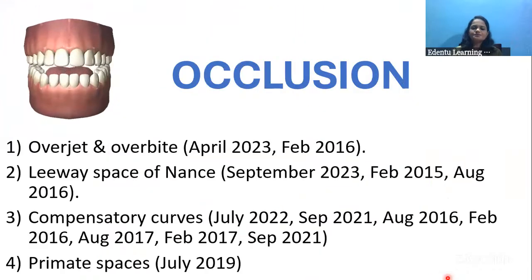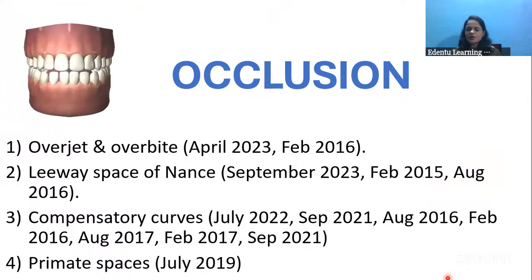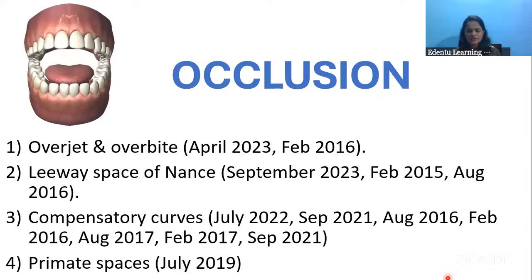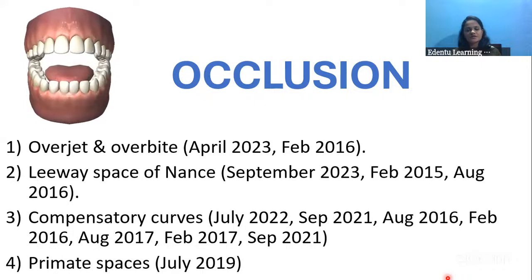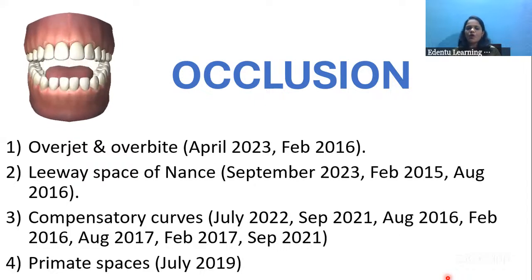Now next, a frequently asked topic. We don't usually see lots of essay questions from the topic of occlusion, but lots of short notes were asked, especially the compensatory curves. The compensatory curves have been repeated 7 to 8 times from the year 2017 till now, very frequently asked. What are the compensatory curves? What is overjet and overbite? What is the leeway space of Nance? What are the primate spaces? These all come under the topic of occlusion.